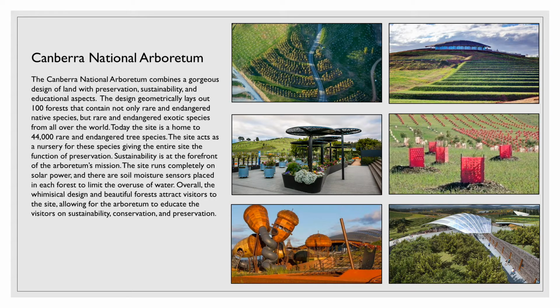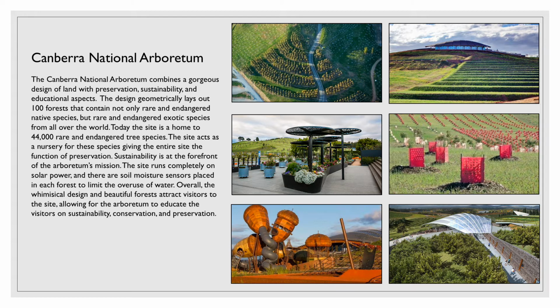The Canberra National Arboretum combines a gorgeous design of land with preservation, sustainability, and educational aspects. The design geometrically lays out 100 forests that contain not only rare and endangered native species, but rare and endangered exotic species from all over the world. Today, the site is a home to 44,000 rare and endangered tree species. The site acts as a nursery for these species, giving the entire site the function of preservation.